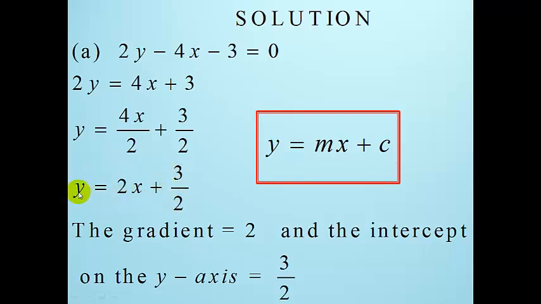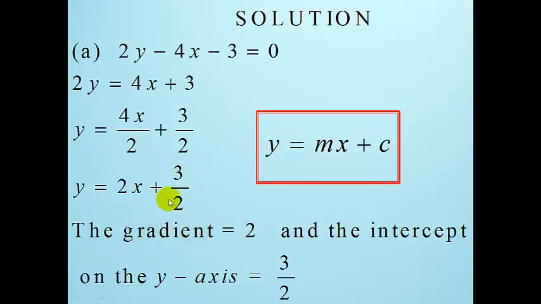Now that we've made y the subject, that is the coefficient of y is 1, we can now compare y equals 2x plus 3 over 2 to the general slope equation, that is y equals mx plus c. Now m is the coefficient of x and m is the gradient. We can see that the coefficient of x after making y the subject is 2, and therefore our gradient is 2.